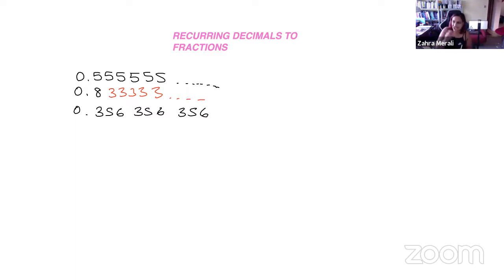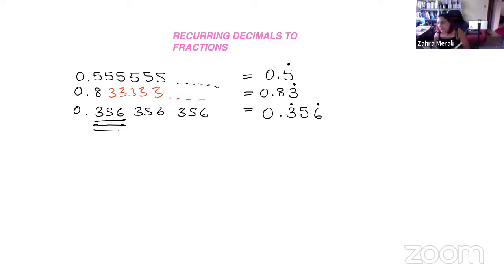The recurring digit in a recurring decimal can be indicated with a dot over it. So we can write that as 0.5 with a dot. We could write this as 0.83, but the dot is on the 3. And in this one, if 2 or more digits recur, the dots are placed on the first digit and the last digit in the repeating pattern. So in this pattern over here, the dot is going to be put on the top of the 3 and on the top of the 6.